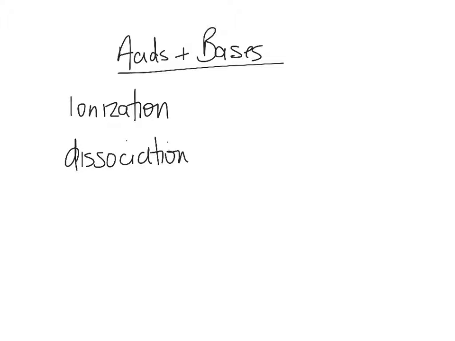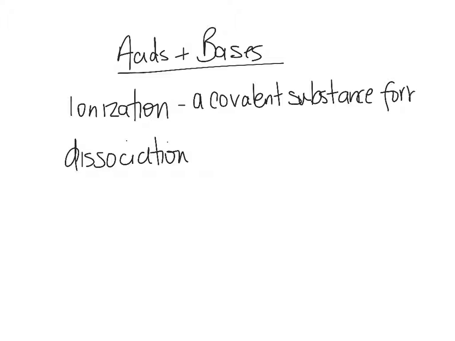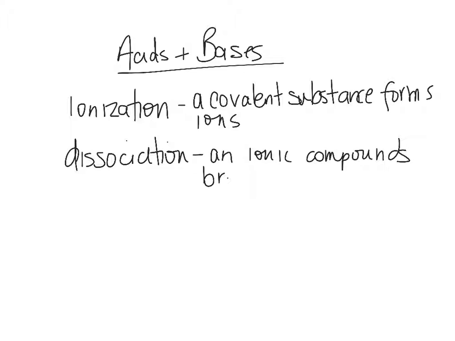So ionization is when a covalent substance forms ions. Dissociation is when an ionic compound breaks into its ions.